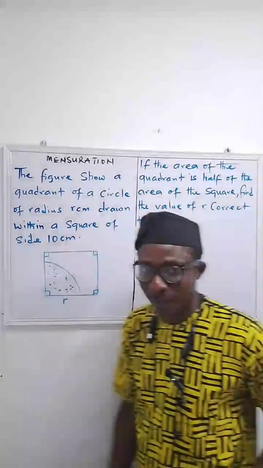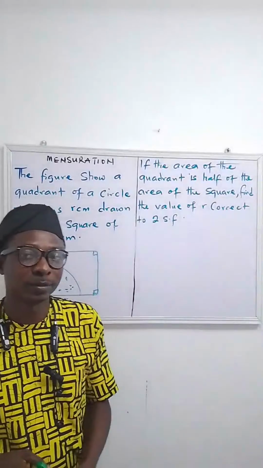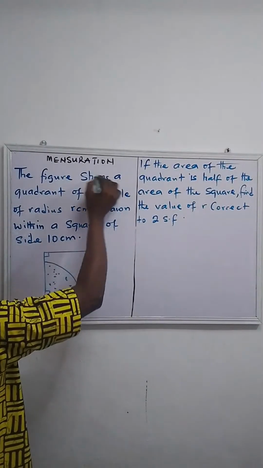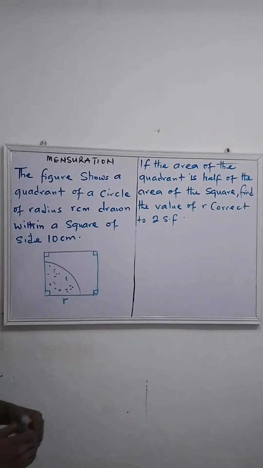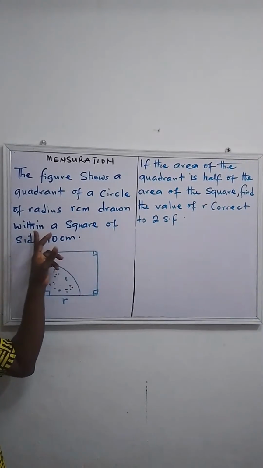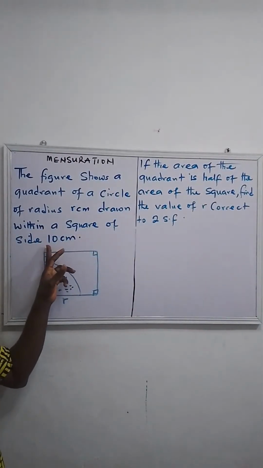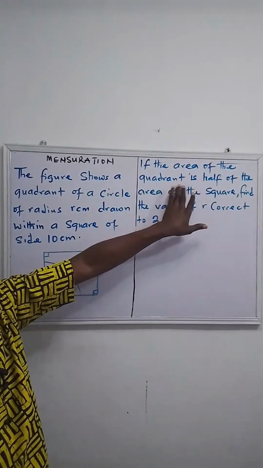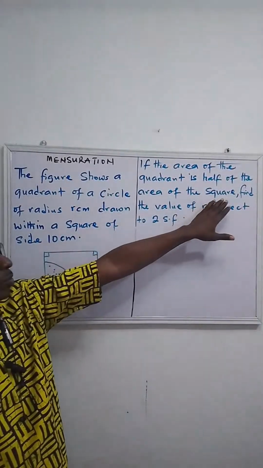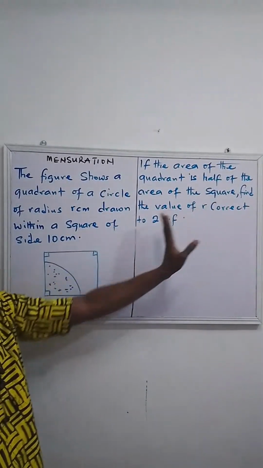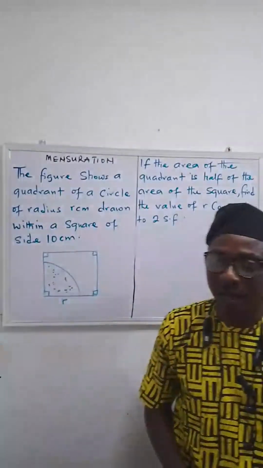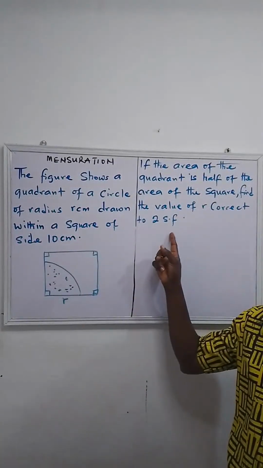All right. Okay. So this is another question. The figure shows a quadrant of a circle of radius r centimeter drawn within a square of side 10 centimeter. Okay. So now if the area of the quadrant is half of the area of the square, find the value of r correct to two significant figures. So now what comes to mind is it's likely my answer is going to be in decimal form because of what we have here.